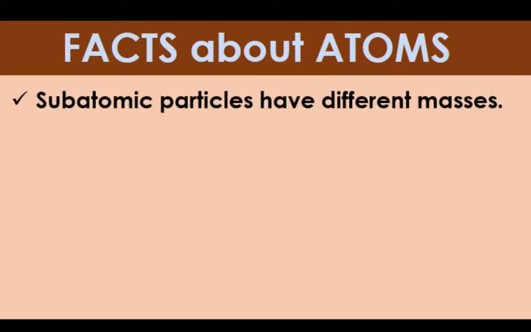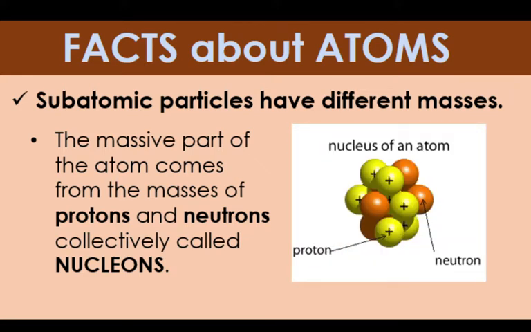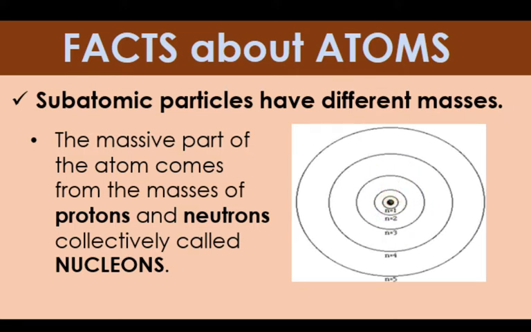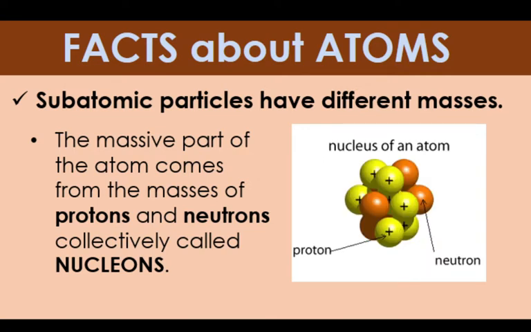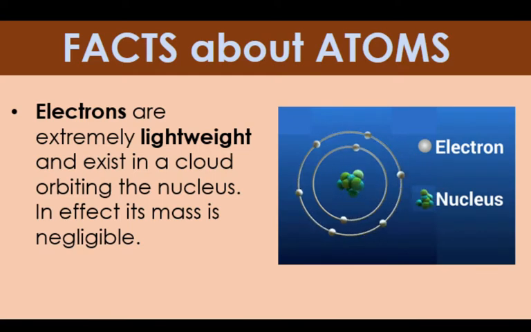Subatomic particles have different masses. The massive part of the atom come from the masses of protons and neutrons collectively called nucleons. Nucleons tightly packed together forms the nucleus. Electrons are extremely lightweight and exist in a cloud orbiting the nucleus. These are very much lighter than the protons and neutrons, to the point that its mass does not significantly contribute to the mass of the entire atom. In effect, the mass of the electron is negligible.